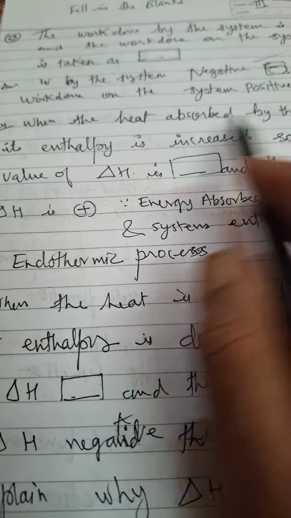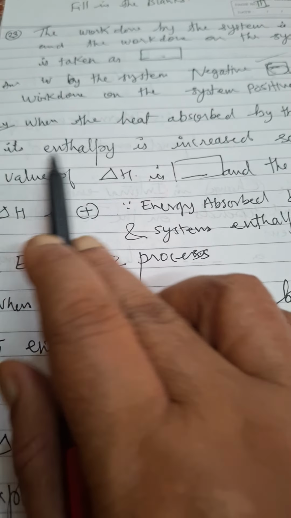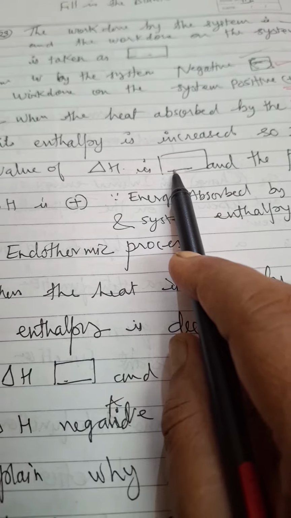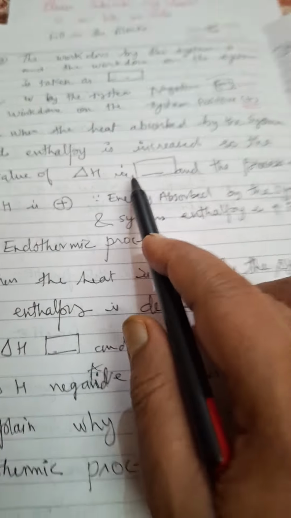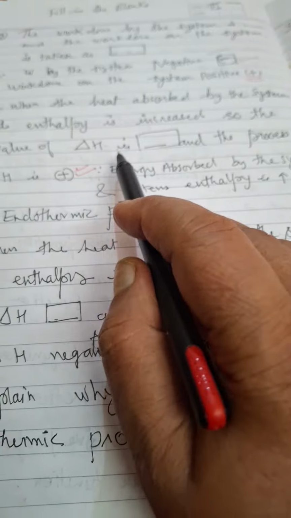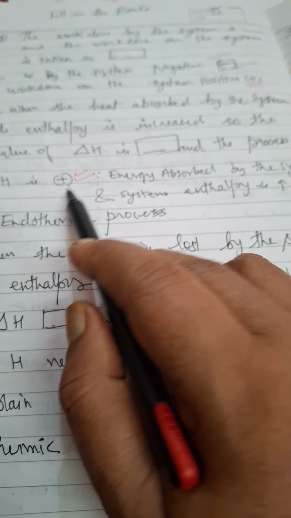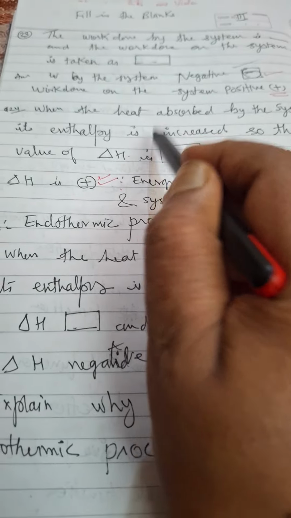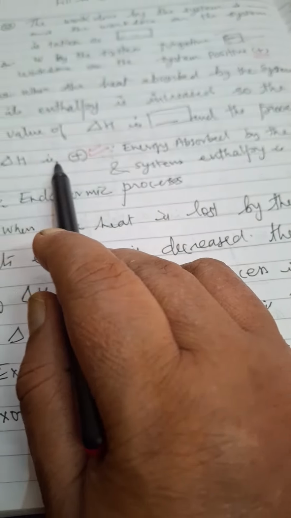When the heat absorbed by the system, its enthalpy is increased, so the value of delta H is how much? If heat is absorbed, it will be positive. Heat absorbed means endothermic, and the delta H is written as positive. Why is it so? Because the enthalpy of the system is increasing, so delta H is positive here.